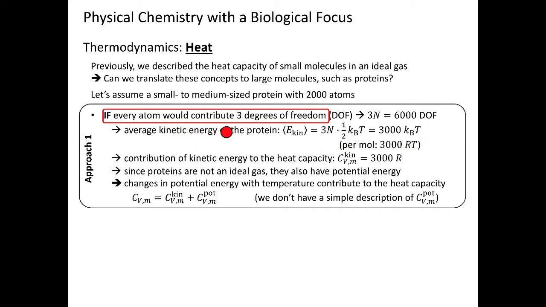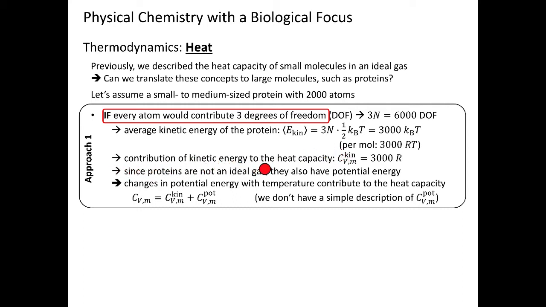Now this kinetic energy has a contribution to the heat capacity of a system. When we want to change the temperature, we need to change the kinetic energy, and this already tells us how much energy we need per Kelvin. This is simply the derivative of its kinetic energy with respect to temperature, and that is 3000 R. Now mind in this case that this is the contribution of just the kinetic energy to the heat capacity.